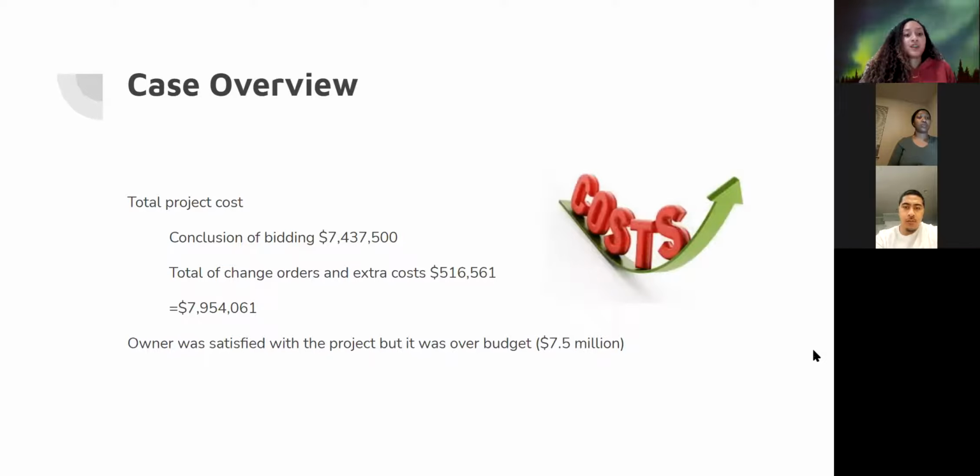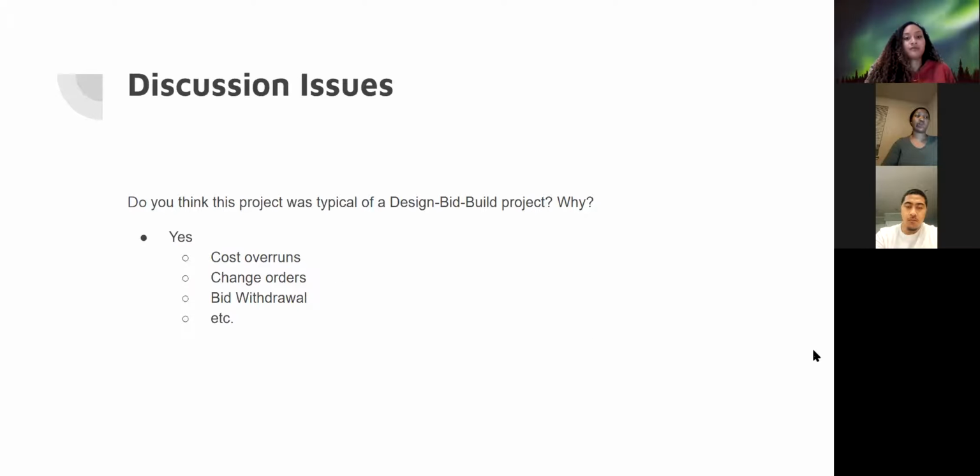So the total cost of the project turned out to be $7,954,061, and the owner was satisfied that the project was finished and was satisfied with how it was completed, but the fact that it went over his $7.5 million budget was a little upsetting.